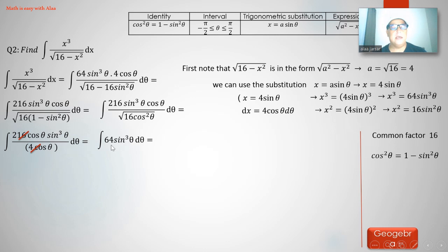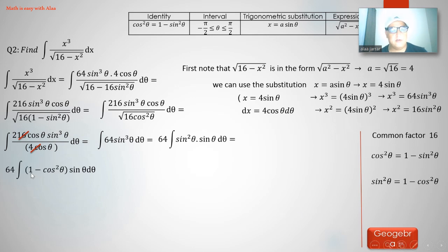How can we find the antiderivative of this? We will write it as 64 times the antiderivative of sine squared theta times sine theta d theta. Now, sine squared theta, we will replace it by 1 minus cosine squared theta. It will be 64 times the antiderivative of (1 minus cosine squared theta) times sine theta d theta. Now, how can we find the antiderivative of this integral?